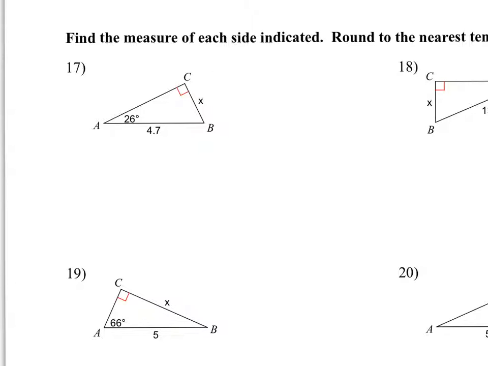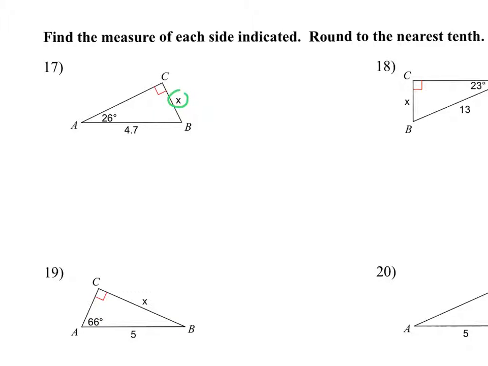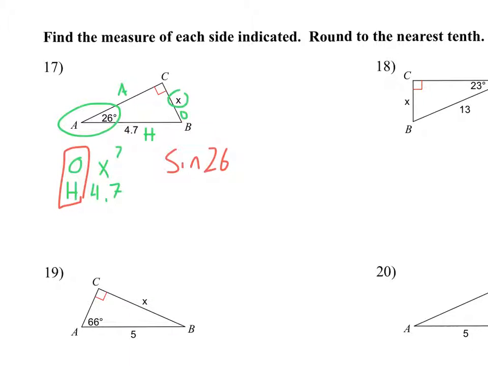Number 17, we're looking for the measure of the side indicated. That means look for the piece that has the variable. In that case, that's x. I'm going to circle my known angle. And based on this, we've got a hypotenuse, an opposite, and an adjacent. And if we're looking for x, and we know that's the opposite, and we know that h is 4.7, I use this to figure out that the trig function that has O and H is going to be sine. So sine of 26 is equal to x over 4.7.